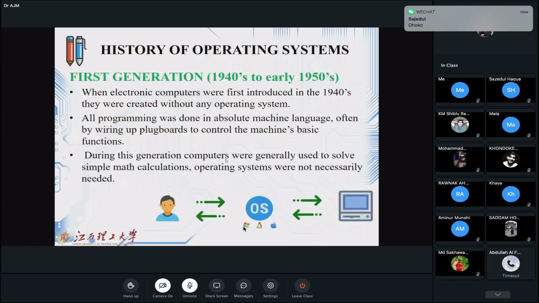Let us continue with this OS, but now let us see the history of this OS. The history may be nice for you to know that in 1940 or until the early 1950s, when electronic computers were first introduced, they were created without any OS. All programming was done in machine language, often by wiring up plug boards to control the machine. That was a tough job for the user to interact properly with the computer. During this generation, computers were generally used to solve simple math calculations. Operating systems were not even necessary.